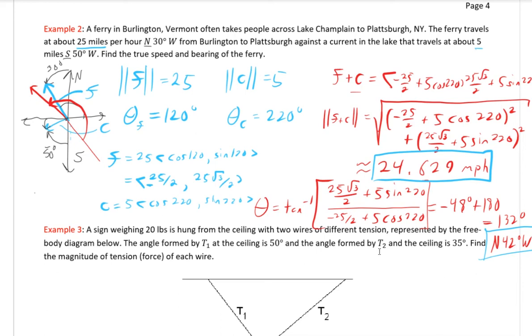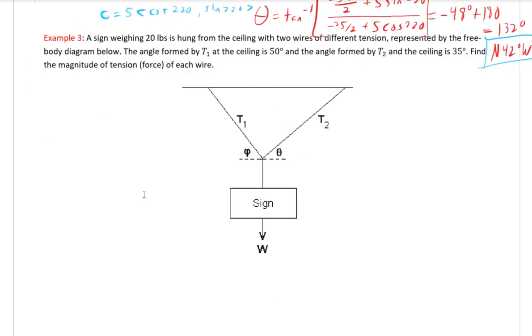Let's do another one. Let's do one that has to do with forces, or more forces anyway. A sign weighing 20 pounds is hung on the ceiling with 2 wires of different tension, represented by the free body diagram below. The angle measure formed by T1 at the ceiling is 50 degrees, so that means that this angle right here is 50 degrees. And the angle measure formed by T2 in the ceiling is 35 degrees, so this one here is 35. We want to find the magnitude of tension force of each wire.